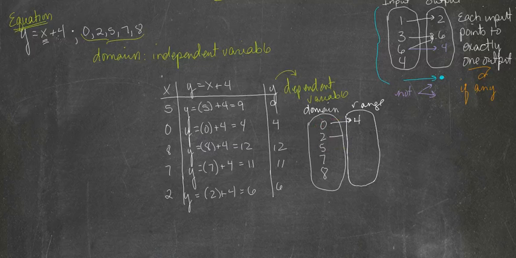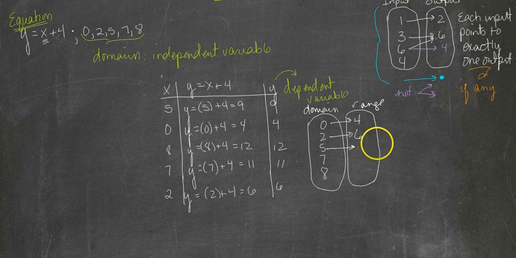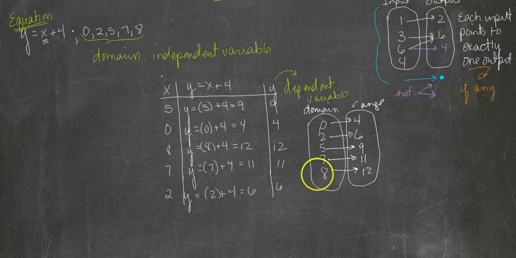2 pointed to 6. Okay, and by pointed to, I'm saying I run it through the function, or excuse me, through the equation, and I see what I get. So 5, if I plug in 5, it points to 9, 7 points to 11, and 8 points to 12. And I can say, because every single element in my domain only points to one element in my range, I can say that this is a function.